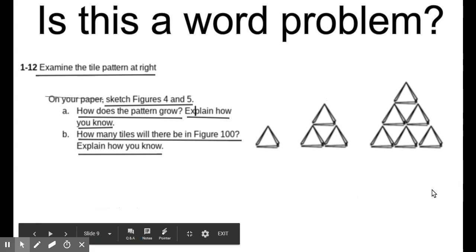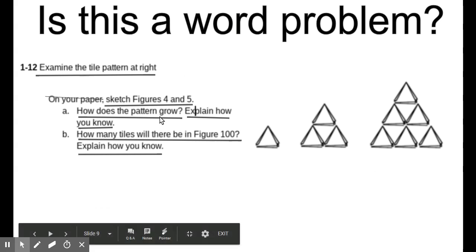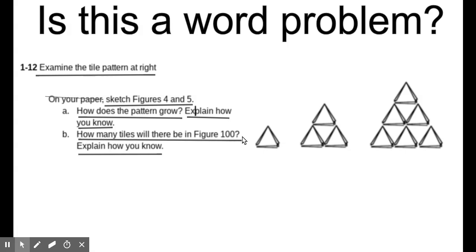So now I'm going to go back to that word problem I was addressing. I've done the first step already for you. I'm going to take a close look at the problem and start underlining the commands and the questions. Question marks are the easier ones, such as how does the pattern grow? That's obvious. Or how many tiles will there be in figure 100? That's right there. Now the commands, not as easy, but they start out with verbs such as examine the pattern at right. That's as if Mrs. Downham is telling you, okay, examine that pattern on the right.